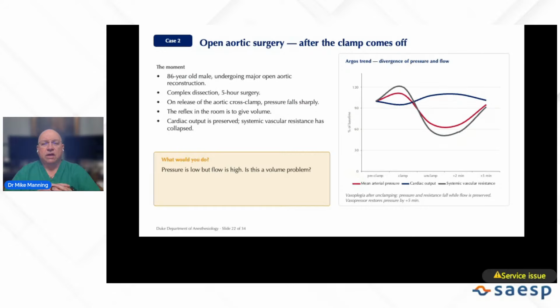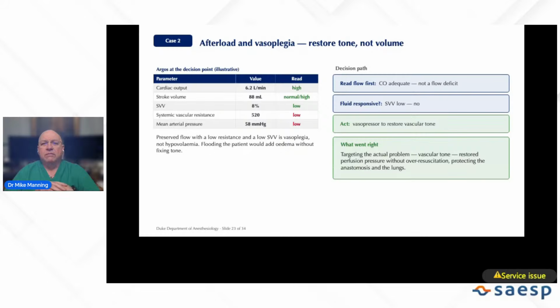A second case I took care of several months ago was an 86-year-old gentleman undergoing a major aortic reconstruction. It was a complex dissection. It was a long 5-hour case. And I'm sure everyone's seen this, that when they release the aortic cross clamp, pressure drops very quickly, and the reflex would be to give volume. But having the data that the cardiac output was preserved, and you see the systemic vascular resistance has collapsed, we know that volume is not really going to be the answer for this.